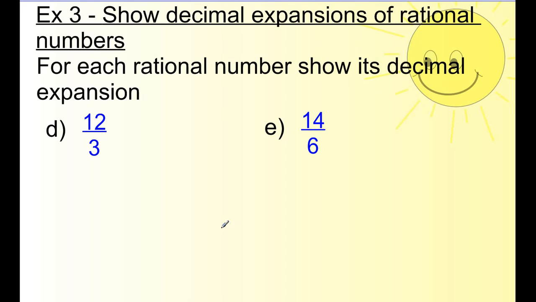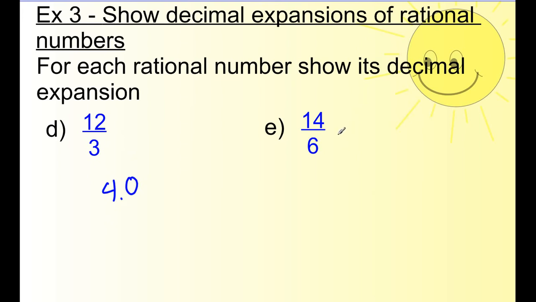Okay, letter D. Let's see. Well, if you take 12 divided by 3, you actually just get the number 4. So as a decimal, you could say 4.0, I suppose, or just 4. It's a rational number.